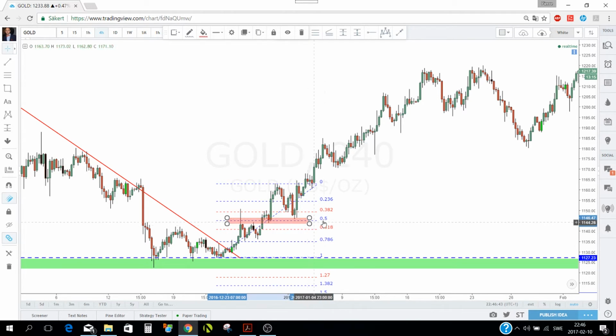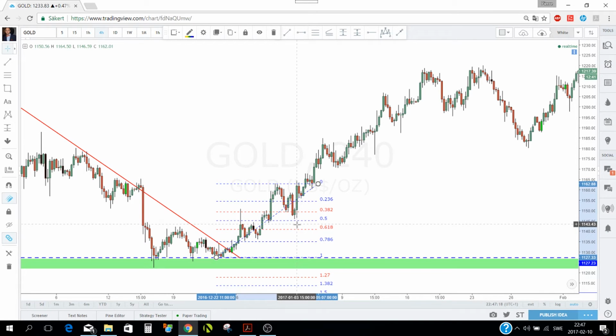So now you have more confluence: you have resistance that is support now, and at the same level you have your 50% Fibonacci retracement, and you got this little pin bar or rejection here at the same level, which may tell you that the level is a good level to enter for trend continuation. This is a first example.